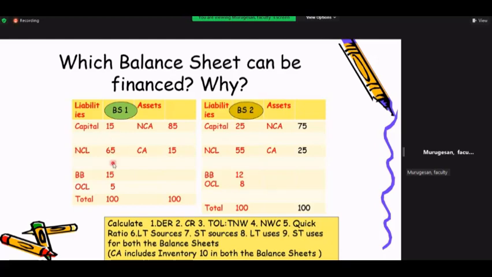Now, for the first company, what is the debt equity ratio? 65 divided by 15. What is 65 divided by 15? 4.33. Now calculate this company. This company is good. Why? Long-term loans are 55, capital is a little higher. So the debt equity ratio for this company is 55 divided by 25, that is 2.2.